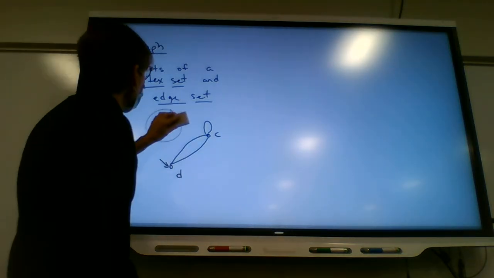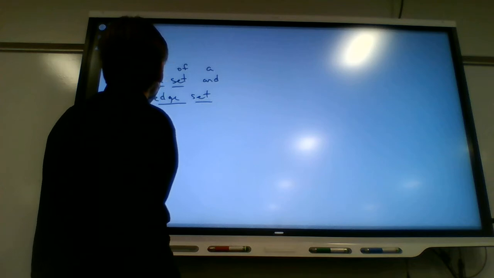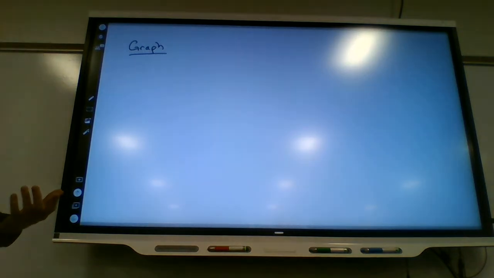So in order to use graphs to do the kinds of things that we want to do, we need to get some understanding of how they work and what's going on and what happens. So we're going to look right now at just simple graphs. So these are graphs with no loops, no multiple edges, and no direction associated with anything.